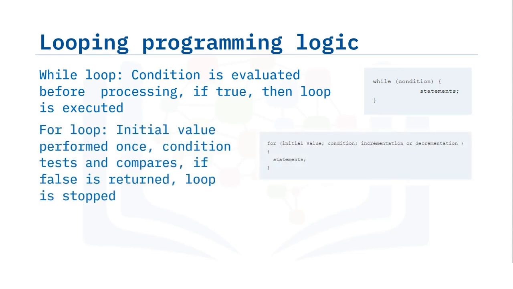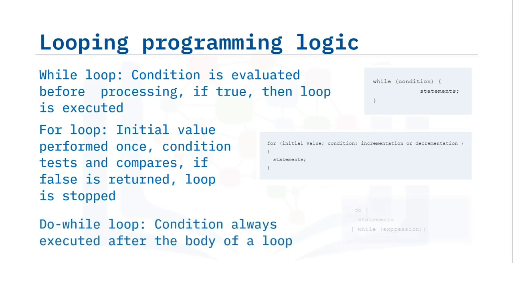In a for loop, the initial value is performed only once. Then the condition tests and compares the counter to a fixed value after each iteration, stopping the for loop when false is returned. And in a do-while loop, the condition is always executed after the body of a loop.